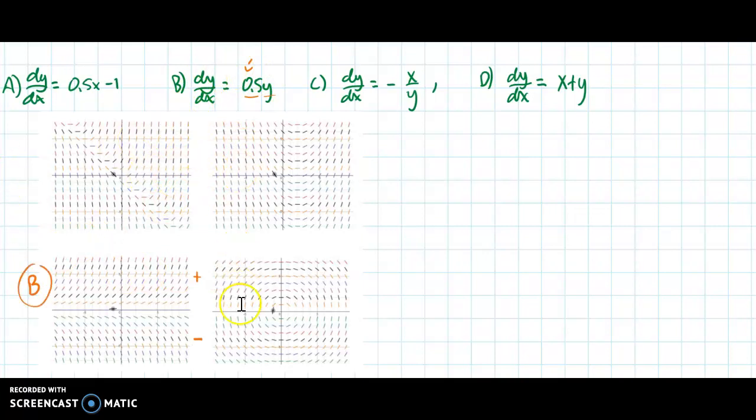And if I look at all these others, there are none of them that actually fit that property where all positive, all negative, above and below. So B has to be that one right there. The next one that I'm going to go after is this one.